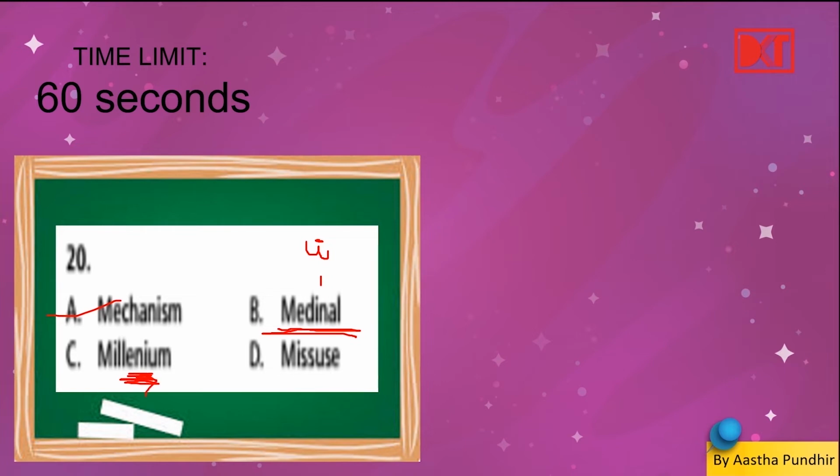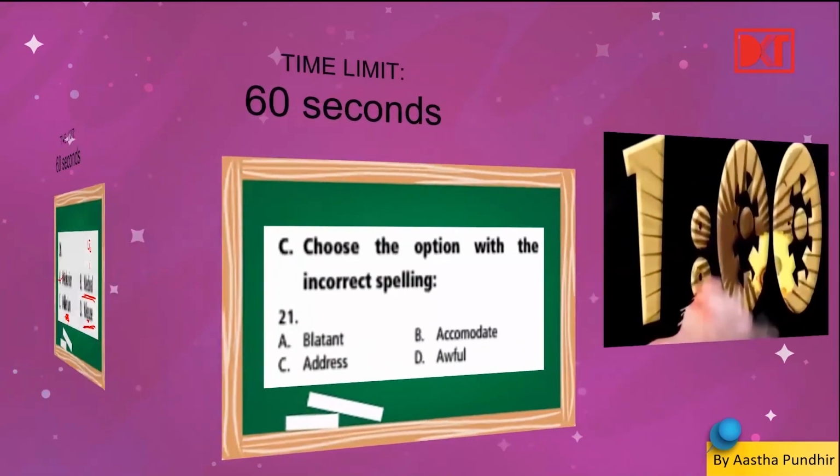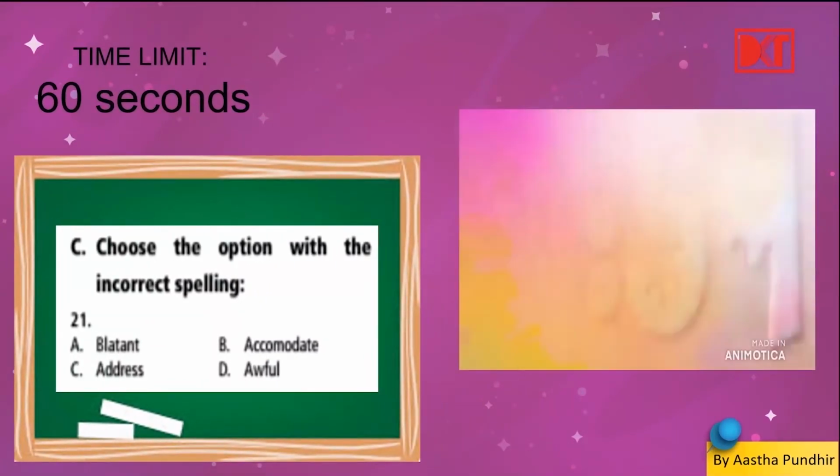Then we have misuse. For misuse, the correctly spelled word would be MISUSE, not double S, rather a single S. Alright. So your time starts now.